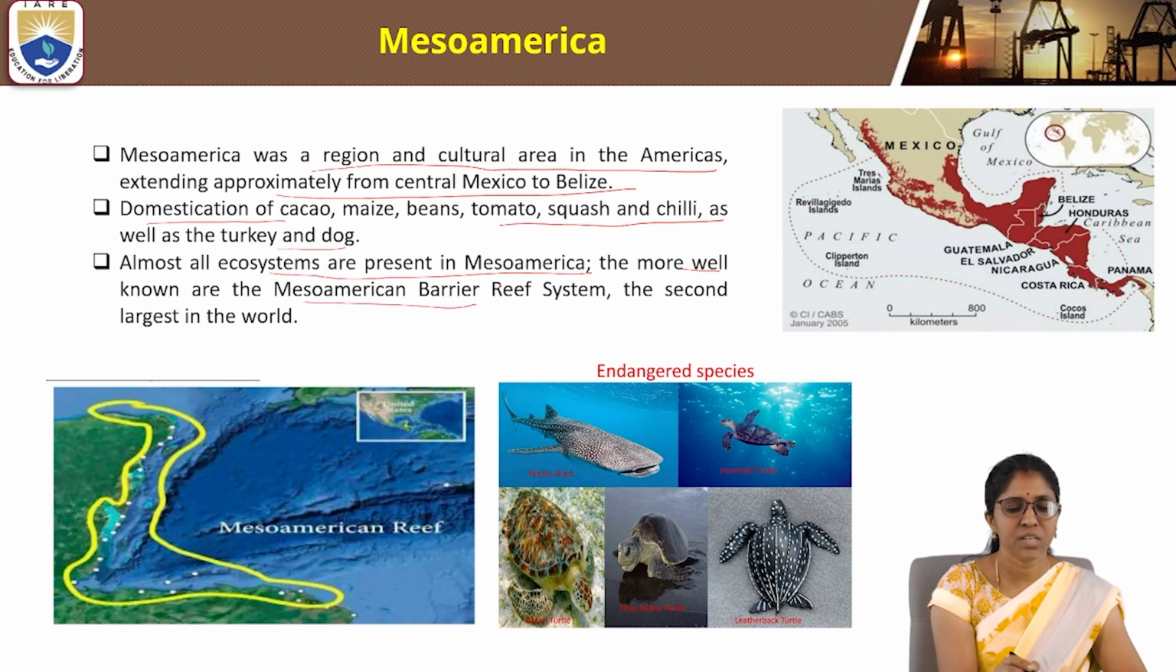The more well-known is the Mesoamerican barrier reef system, the second largest in the world. These are some examples of endangered species in Mesoamerica, in the Mesoamerican reef: water-based animals like turtles and fishes. So these are the important hotspots of biodiversity.